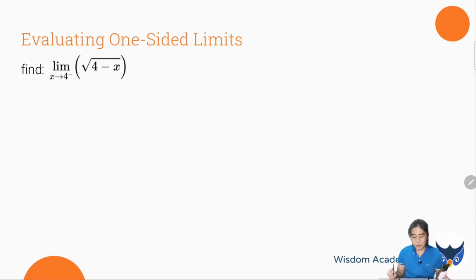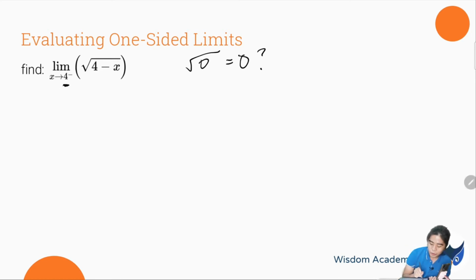Okay? So, try muna natin yung normal na alam natin na direct substitution. So, kung direct substitution, limit of 4, square root of 4 minus 4. So, limit of x, of square root of 0. So, equal na ba siya kagad sa 0? In this case, mamamali tayo in some cases kapag direct substitution kagad yung ginawa natin. Dahil, hindi natin in-account yung from the left or from the right.